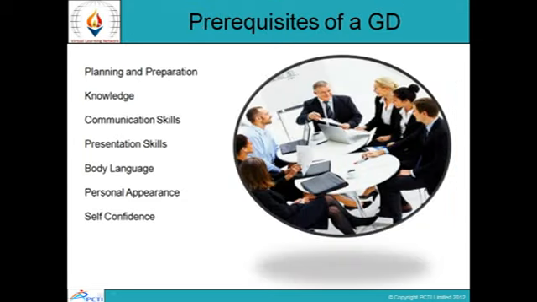Now, what are the prerequisites of a GD? First and foremost is planning and preparation. In a GD, how do you plan your material and how do you prepare it? That's very important. Next comes your subject knowledge, meaning how much you are aware of a particular topic. Next comes your communication skills: how much you are able to communicate and justify yourself.